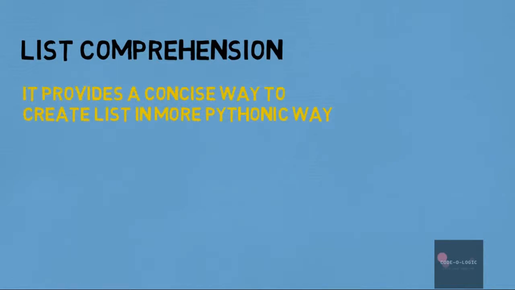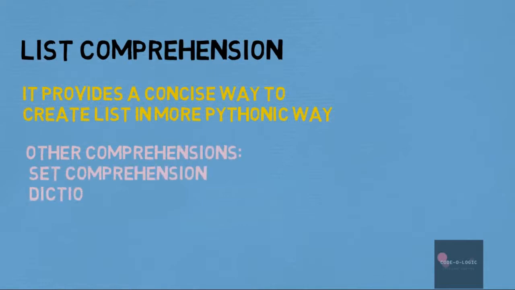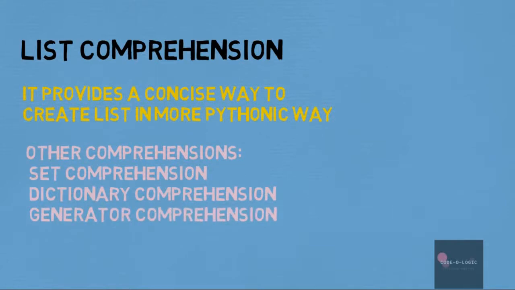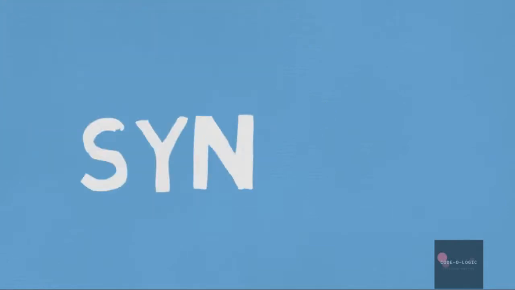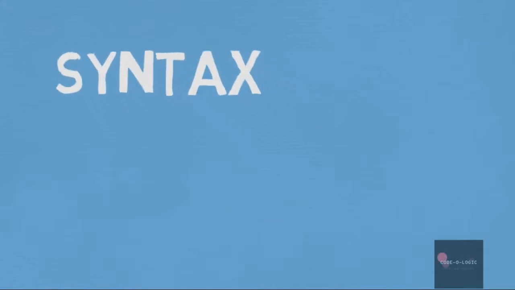Now we'll see our topic, list comprehension. It is one of the ways of creating a list which is very concise in code structure. And there are other comprehensions too, like set comprehension, dictionary comprehension and generator comprehension. Now we'll see the syntax of list comprehension.